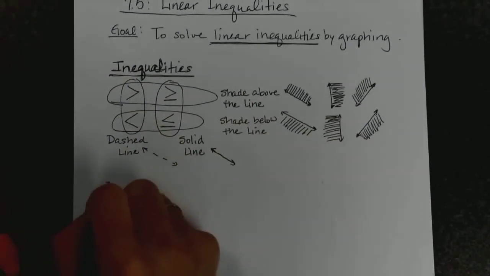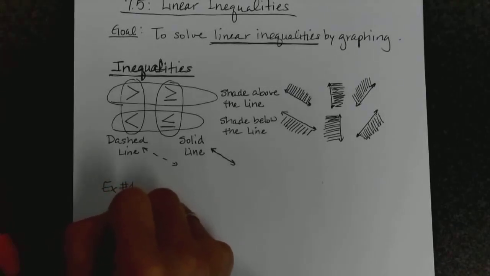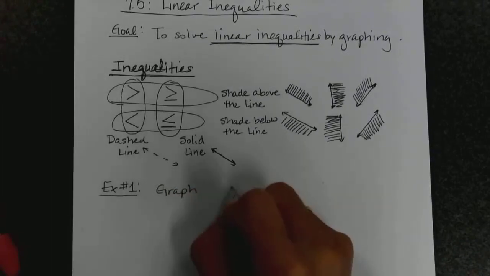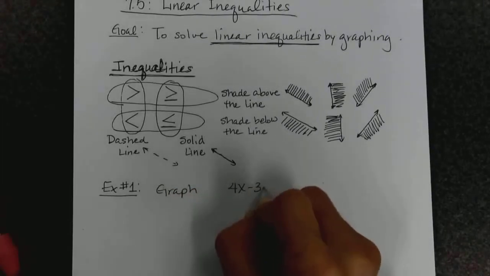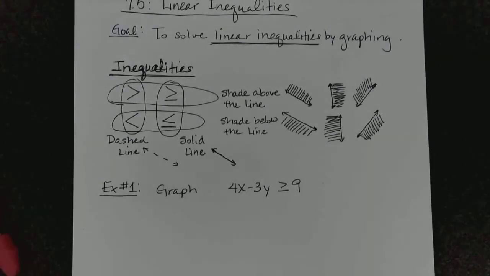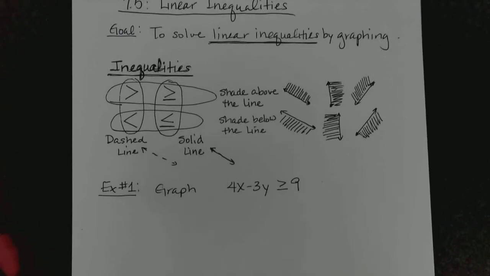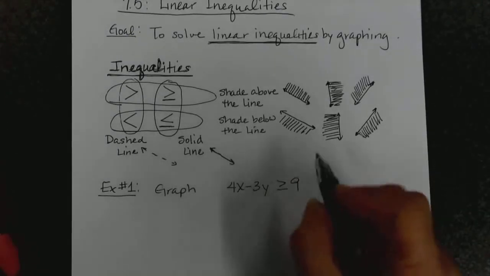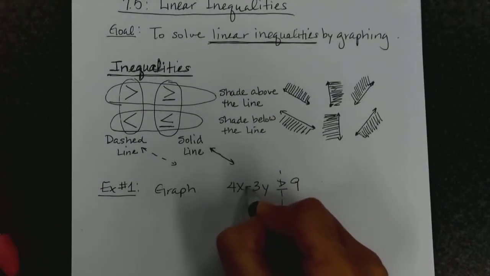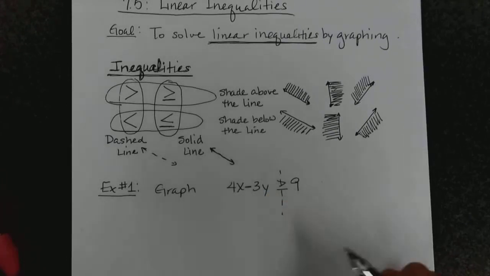In example number 1, we're going to graph the inequality 4x minus 3y is greater than or equal to 9. That is an equation of a line in standard form. Before we can graph, we're going to get this in slope-intercept form. To get slope-intercept form, we have to get y by itself. The very first thing we do is get x to the other side. This minus sign belongs to the 3y. This is a positive 4x.